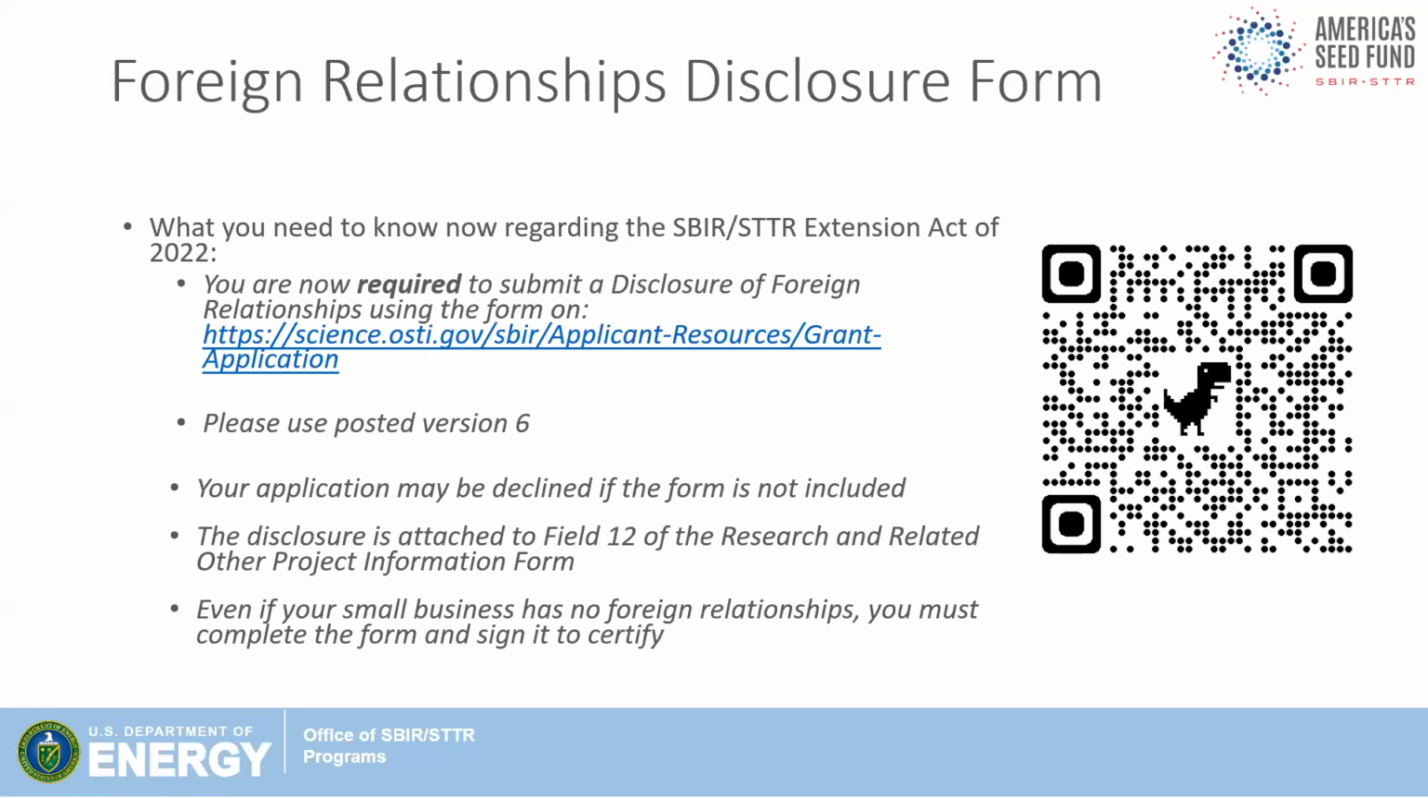So if you have foreign relationships related to other things that you do, you need to report those. And again, this is very important. If you don't submit this form, you could be declined without review. Showing here, you attach it to field 12 in your form. Even if your answer to all the questions is no, that you don't have any foreign relationships, we need to know that. So don't assume that you don't have to fill out the form. You do. Everybody has to fill out the form. So please do that.